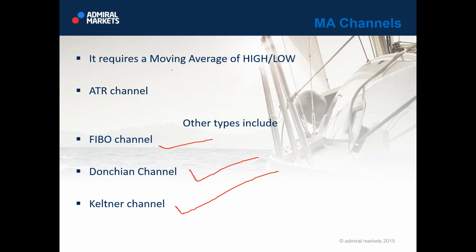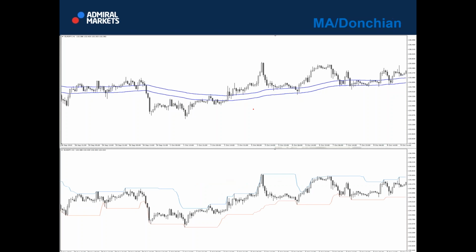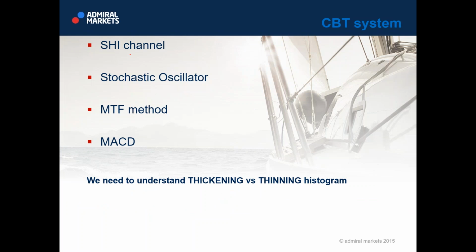So as I say, guys, pretty much straightforward CBT system, okay? And we will be using SHI channel, which is indicator-based channel, but it's working really good. Stochastic oscillator. This is a multiple time frame method, so you will need to scan through different pairs. And this is the core of the system, MACD. Because this is the main part of the system, we need to understand thickening versus thinning histograms. Now, guys, pay special attention to this, because this is the core of the system. This is the engine, MACD.